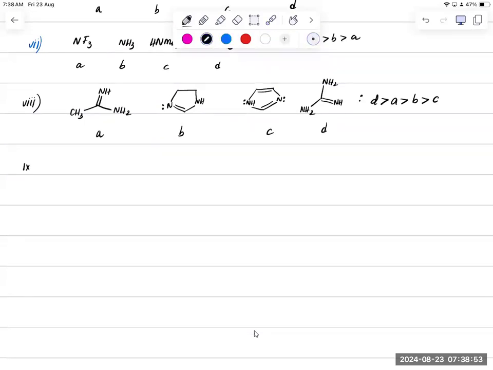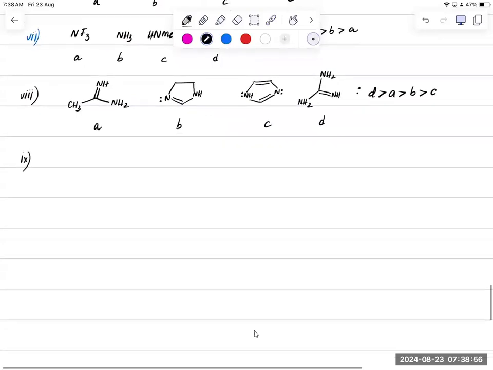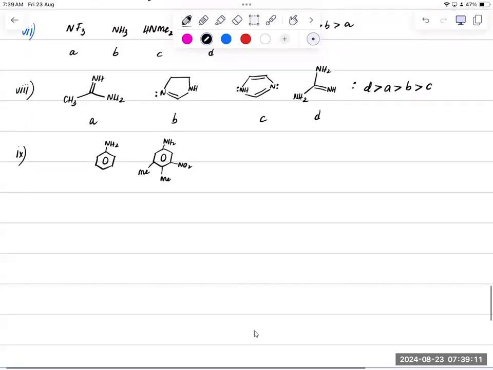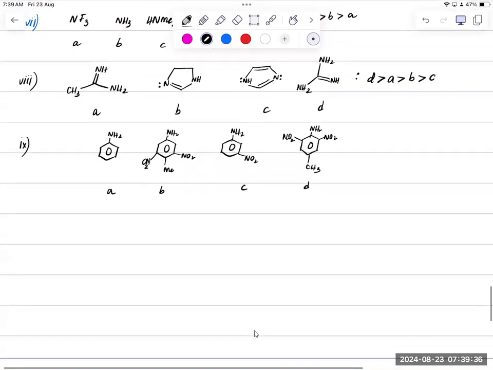Next one. Suppose if you have aniline with NO2, methyl and methyl group here. So methyl and NO2 group here, right? And then I have aniline with one NO2 group here, then NH2 with NO2 and NO2 group here with methyl here. So if you have A, B, C, D group, then check out which one is more basic.